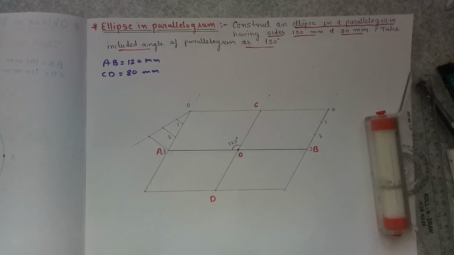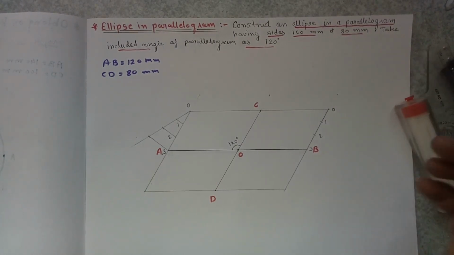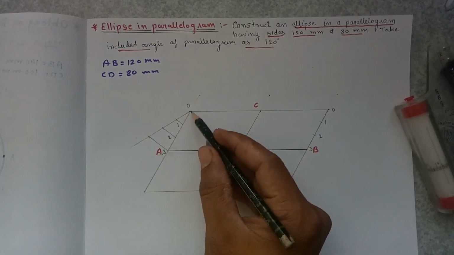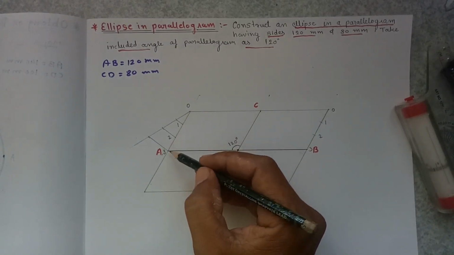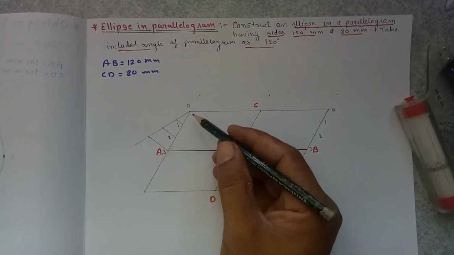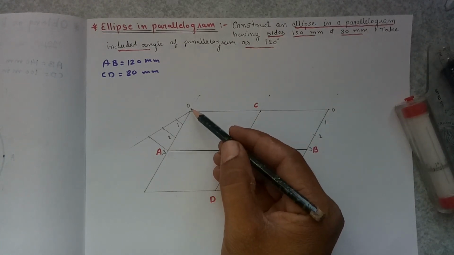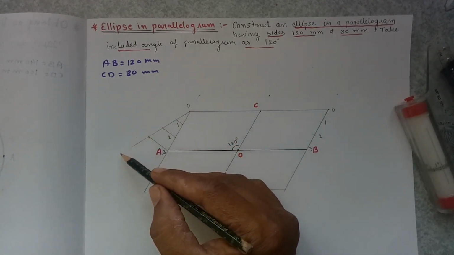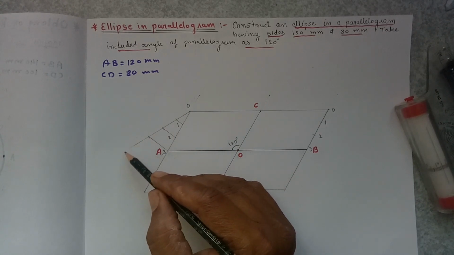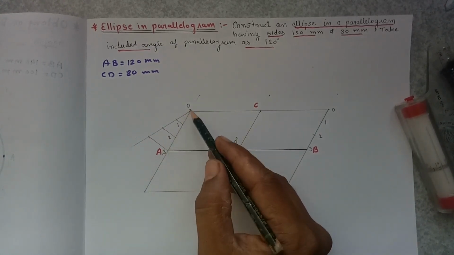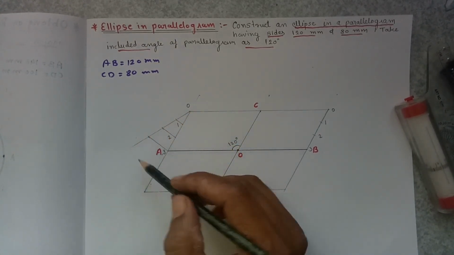Then follow the same method that we have followed in the oblong or rectangle method. Divide this length into 3 equal parts. You can also divide this line into 4 or 5 equal parts. For that you have to take 5 units over here or 4 units over here. If you want to divide this line into 4 equal parts, take 4 units over here.